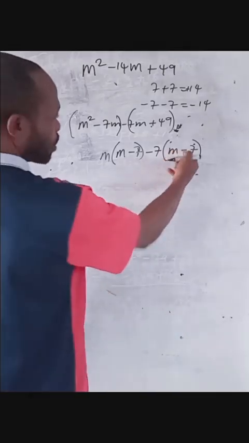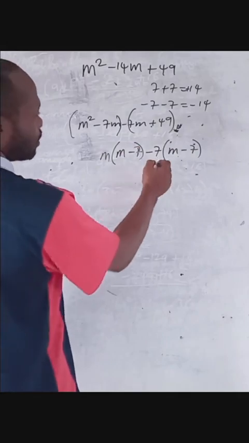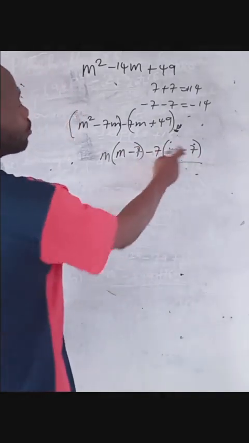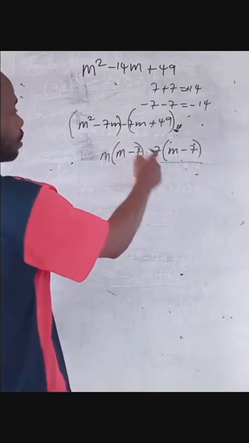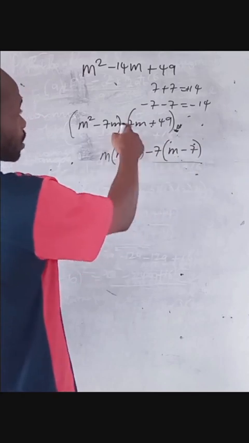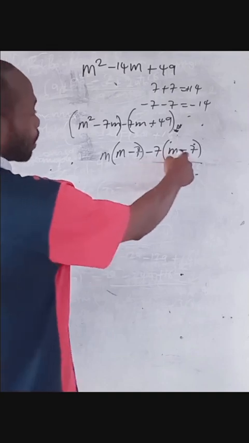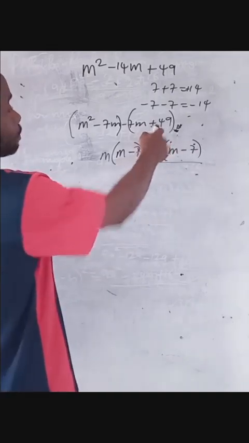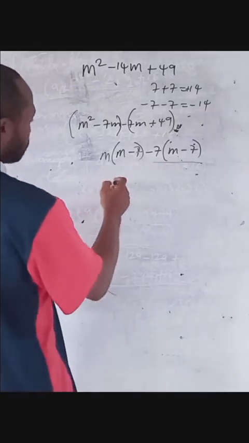How did I get minus 7 here? Once again, I expressed this expression in such a way that if I open up the bracket, I will get back this expression. So minus 7 multiplied by m is this value here, minus 7m. Minus 7 multiplied by minus 7 is plus 49. Can you see it?